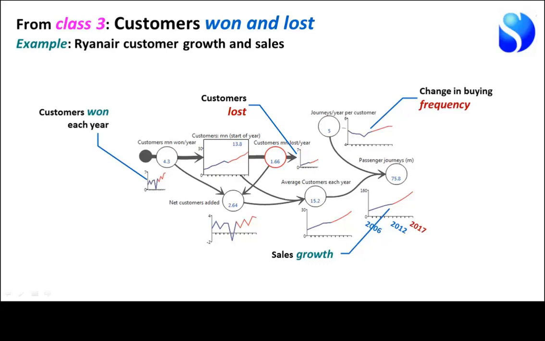The other thing that could change, of course, is that customers could increase or decrease the frequency with which they buy, but there's no other explanation for that sales chart on the right hand side than those three things happening at the top: winning customers, keeping customers, and getting them to change the frequency they buy with.